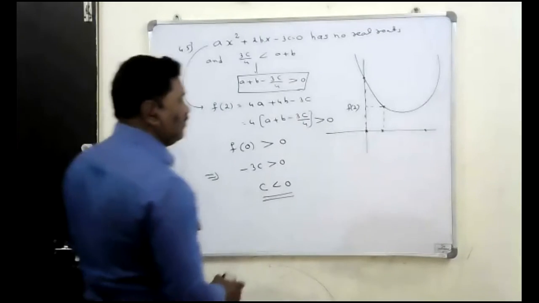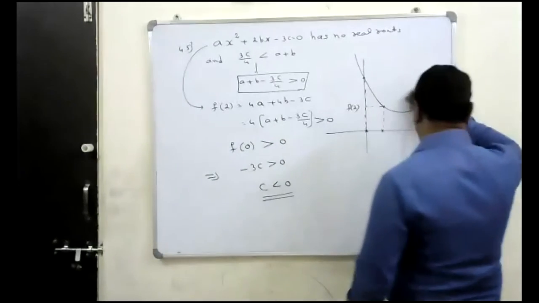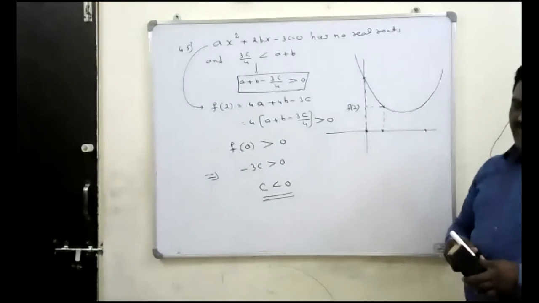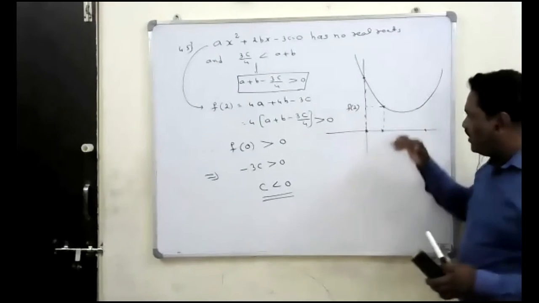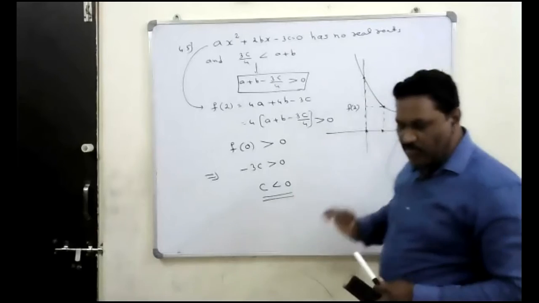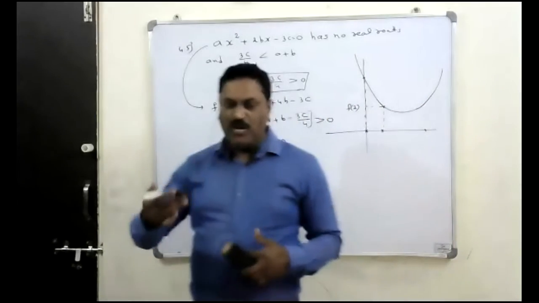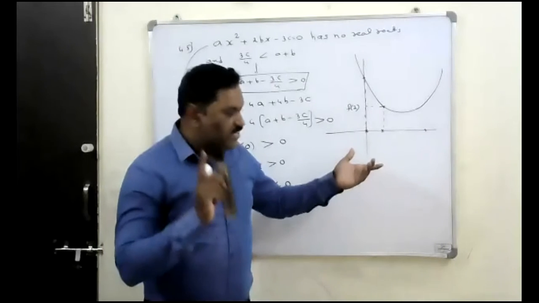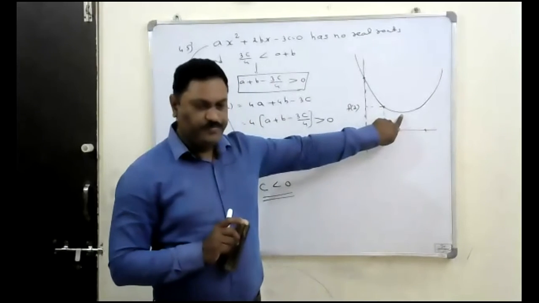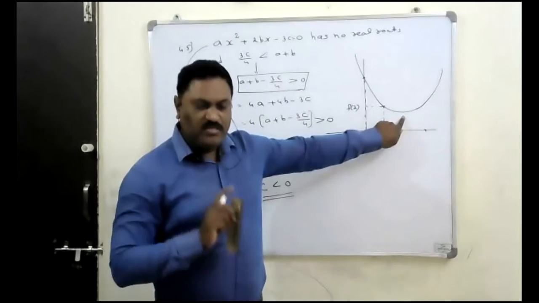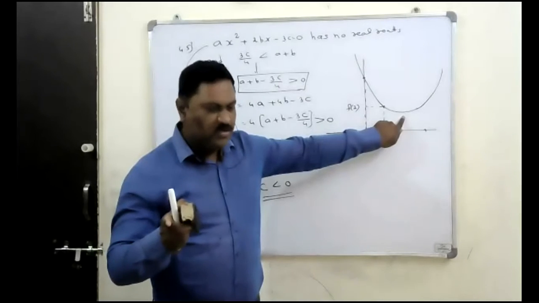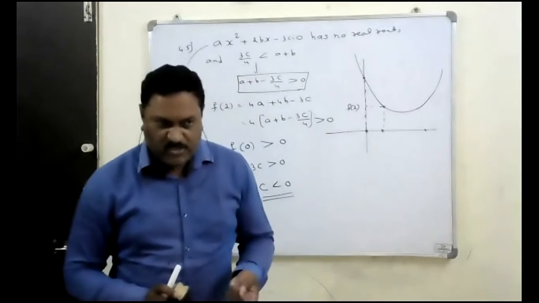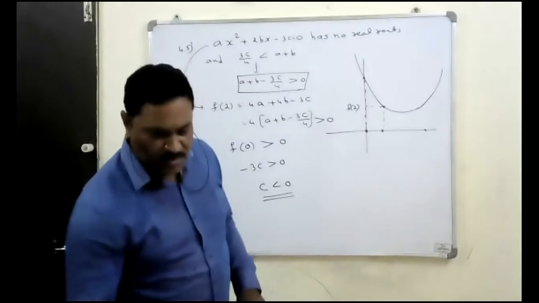Sir, please explain that graph. For any quadratic expression we have two types of graph: one is the upward parabola, another is the downward parabola. We get the upward parabola if the expression gives the minimum value. When it gives the minimum value, the coefficient of x square has a positive sign.